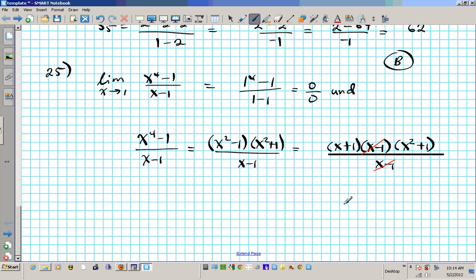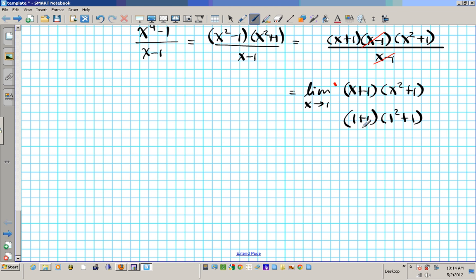You're left with this expression right here. So now we're going to take the limit as x approaches 1 of x plus 1 times x squared plus 1. Plug in 1, you have 1 plus 1 times 1 squared plus 1. That gives you 2 times 2, which is simply 4. So your answer for this one is D.